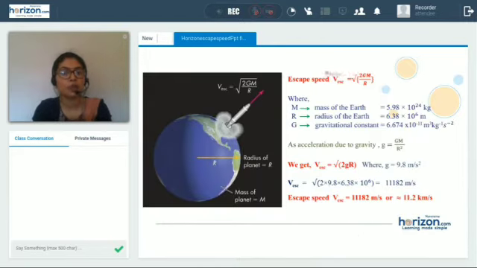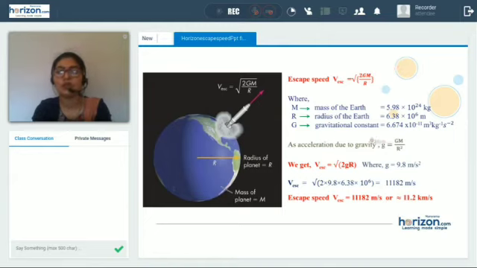Now we formulate the escape speed. It depends upon G, M and R, which are the parameters of the earth only. Escape speed is not dependent on the object's properties. It depends only on the planet's properties, where M is the mass of the planet, R is the radius of the planet, and G is the gravitational constant. We are talking about the earth, so we'll consider all the parameters of the earth.